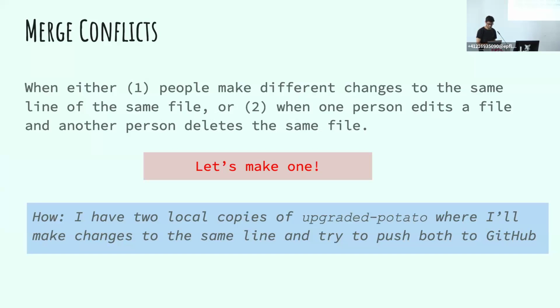So I'm going to simulate an example here. Just to give you the context, I've made two copies of upgraded potato. That's why you saw I had V1 on my computer, but I also have a V2. We'll make changes to the same line and try to push to GitHub, and we'll see what happens. Make sense? Then we'll see how VS Code helps to resolve these conflicts rather than manually going into files and changing things.